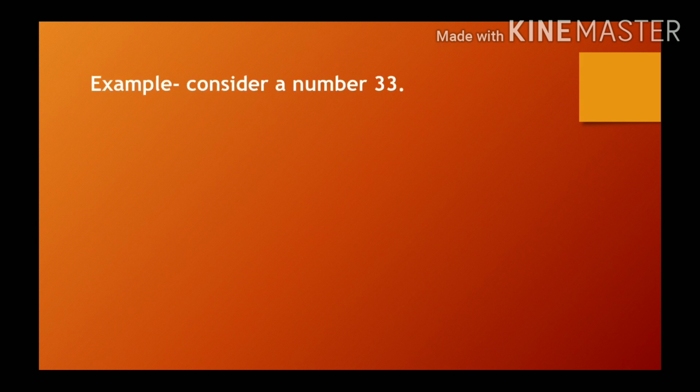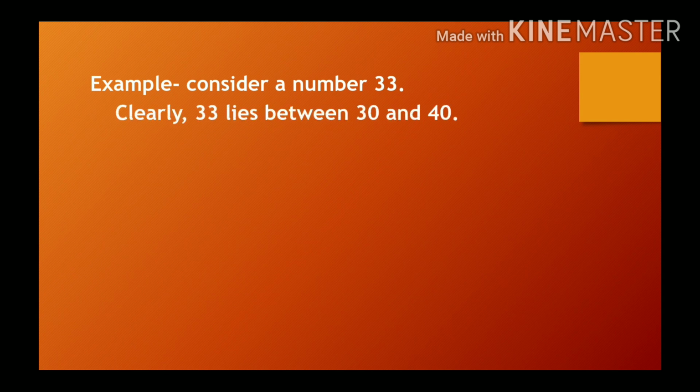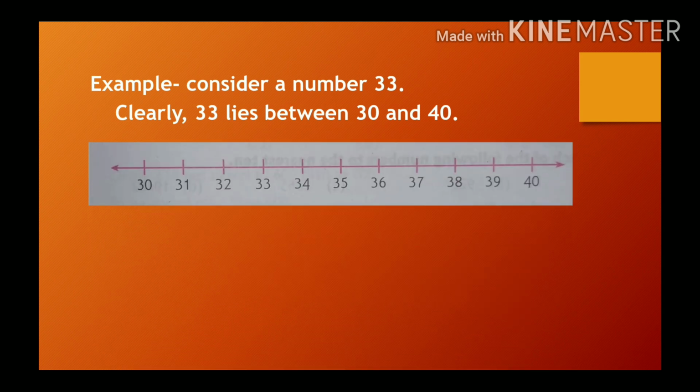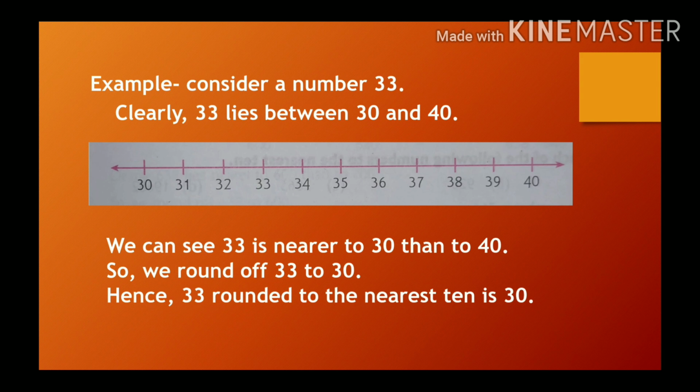Consider a number 33. Clearly, 33 lies between 30 and 40. Here you can see in this picture, 33 is nearer to 30 than to 40. So, we round off 33 to 30. Hence, 33 rounded to the nearest 10 is 30.